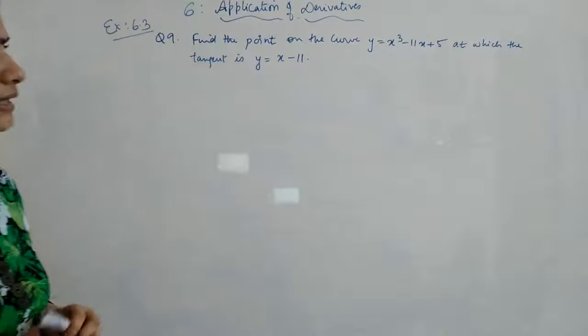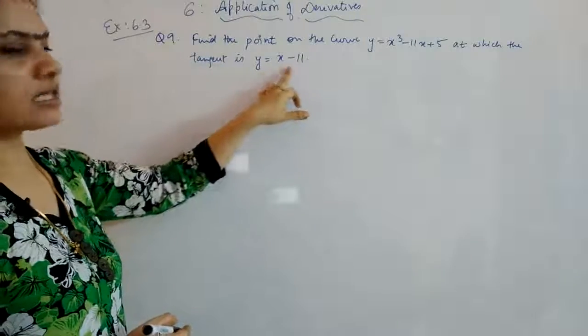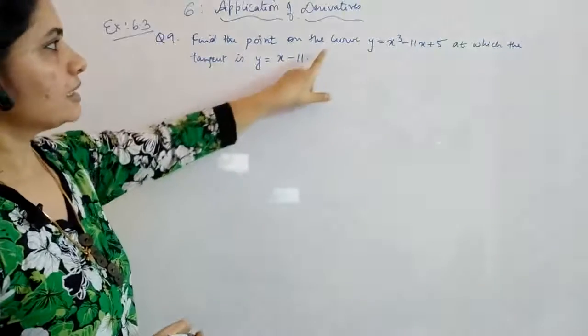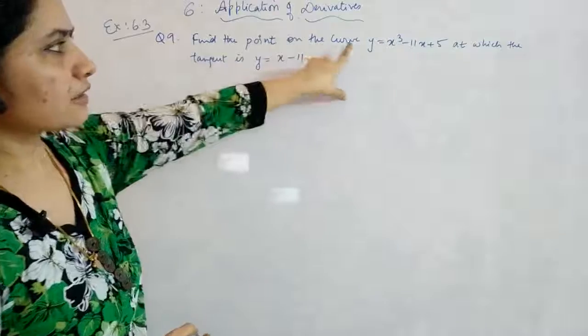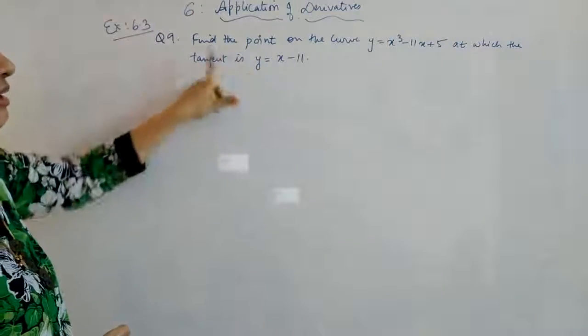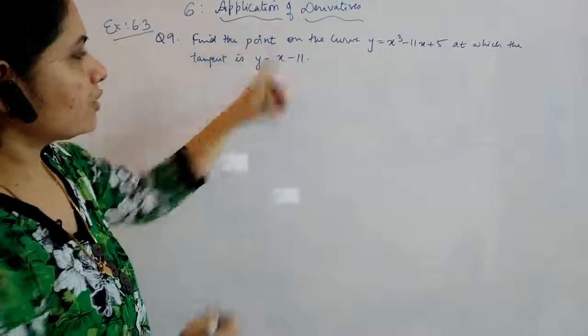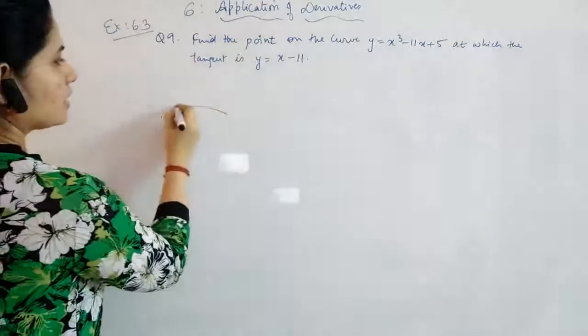Question number 9 is: find the point on the curve y is equal to x cube minus 11x plus 5 at which the tangent is y is equal to x minus 11. So again, the slope of this curve and the tangent to this are both the same. They are saying that you have to find out the point. Suppose this is a curve, this is the tangent.